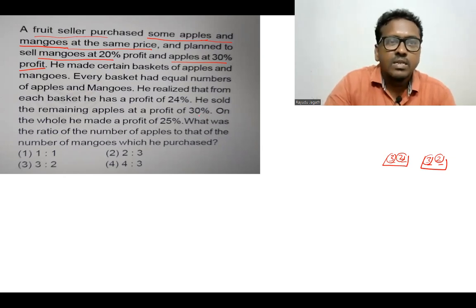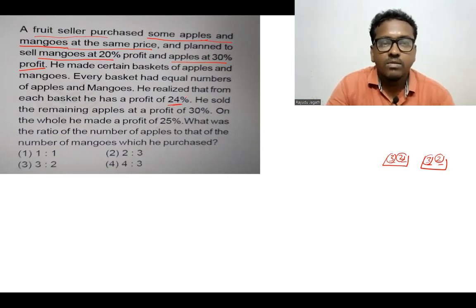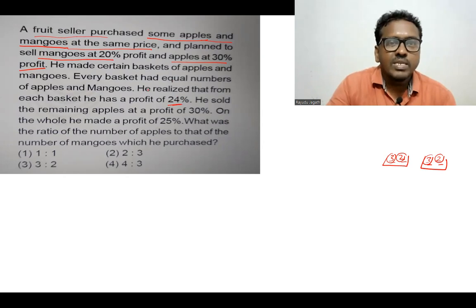Because of the different percentages, there is a profit of 24%. That is why I am saying the above point: every basket had equal numbers of apples and mangoes, and he realizes a profit of 24% from each basket. The meaning is that if the overall profit were 25%, with 20% and 30%, then you could say mangoes and apples are equally sold. But here it is 24%. That tells us the number of mangoes and apples in each basket is different, not equal.